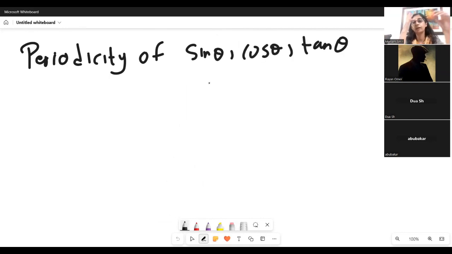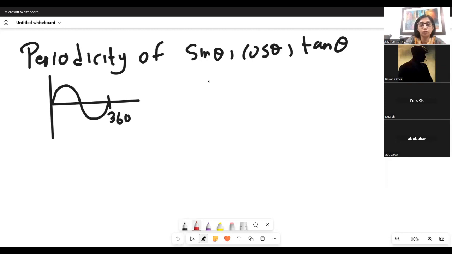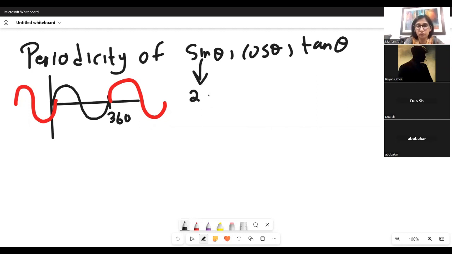Periodicity of sine theta means that when does the function complete one complete revolution? So I think all of you have seen graphs of sine, cos, tan already with me. One complete revolution of the sine graph looks like this, and it ends at 360 degrees. And after that and before that, the curve repeats itself. So it's a never-ending curve, but one complete revolution ends at 360 degrees. So the periodicity of sine theta is 360 degrees, or in radians, it's 2 pi.